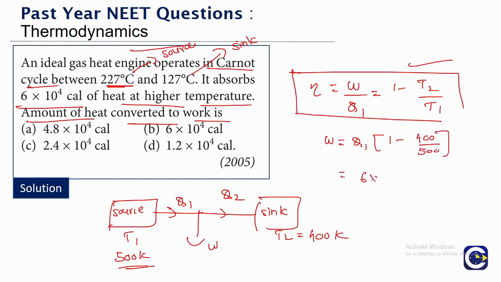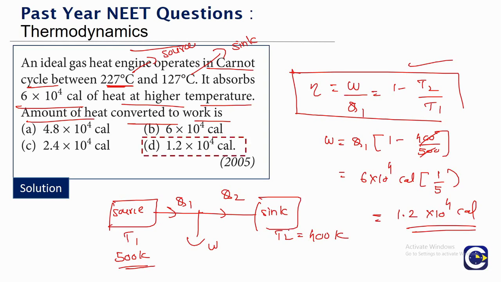So this is Q1, 6 into 10 power 4 calories, into 1 minus 4/5, which will be 1/5. So what is 6 divided by 5? That is 1.2. So 1.2 into 10 power 4 calories. This is the work done. They're asking the amount of heat that is converted to work, W only. So W will be 1.2 into 10 power 4 calories.